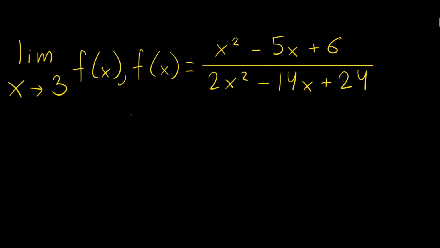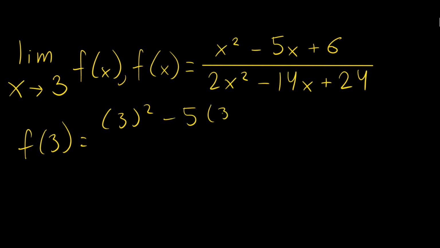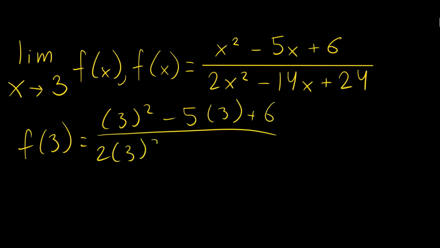So again, with all limit problems, we should always try to plug in that limit value first thing, so that ends up being f of 3, which, if we plug everything in, we get 3 squared minus 5 times 3 plus 6, and all of that's going to be divided by 2 times 3 squared minus 14 times 3 plus 24. And then, when you do all the math here, you actually end up with a 0 divided by 0 situation, which is indeterminate if you recall. And whenever we have this indeterminate form, there's some kind of algebra that we have to do with the limit to actually find its value.